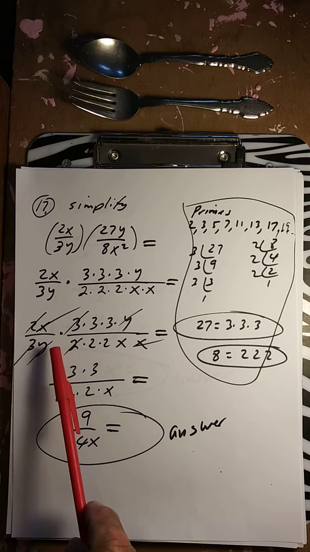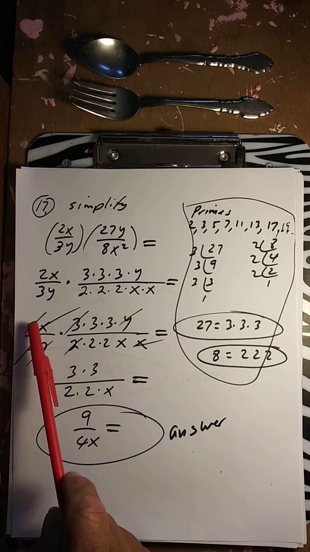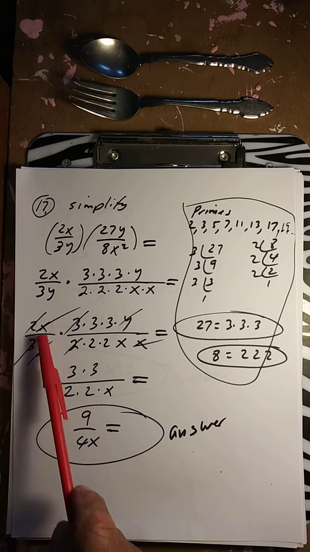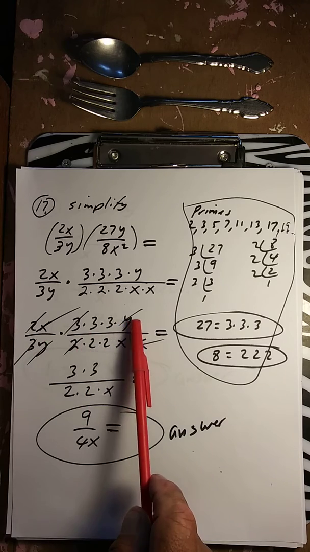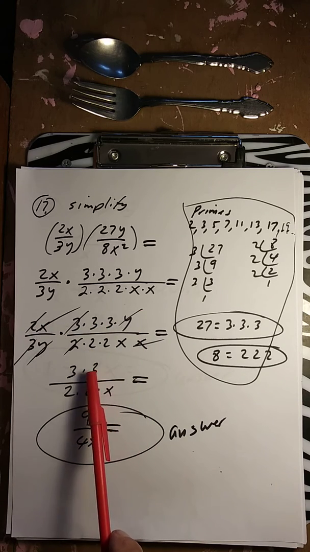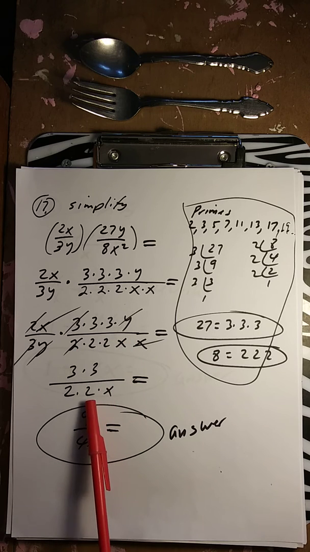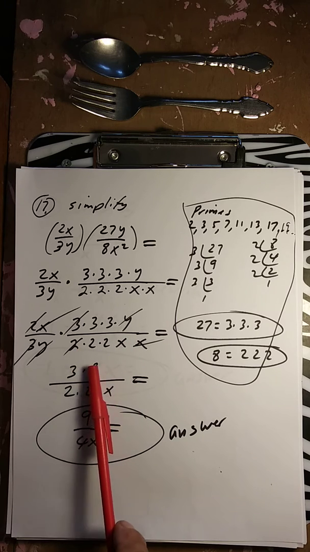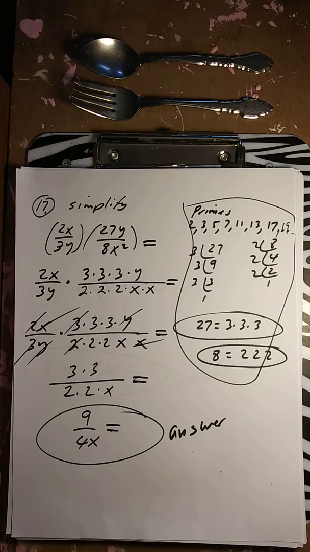Notice that we can cancel stuff out. We can cancel the 2's, the 3's, the x and the x, the y and the y. But we still have left over 3 times 3 on the top, the numerator, and 2 times 2 times x on the bottom, the denominator. 3 times 3 is 9 over 4x.